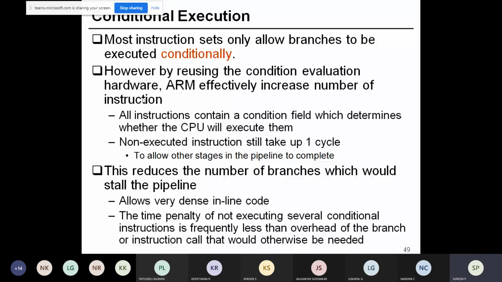Most instruction sets allow branches to be executed conditionally. That condition depends upon the flag status, the flag values. We have studied 4 condition flags: N, which stands for negative, Z, which stands for zero flag, C, which stands for carry flag, and V, which stands for overflow flag.